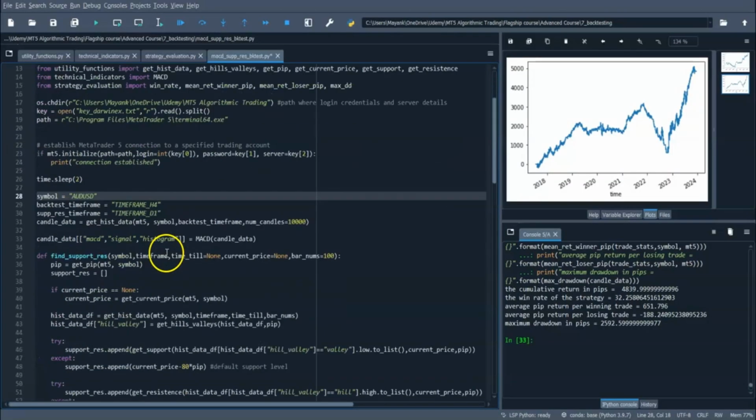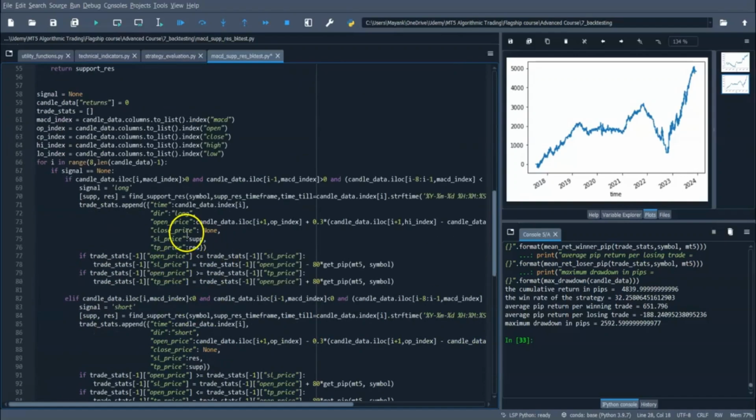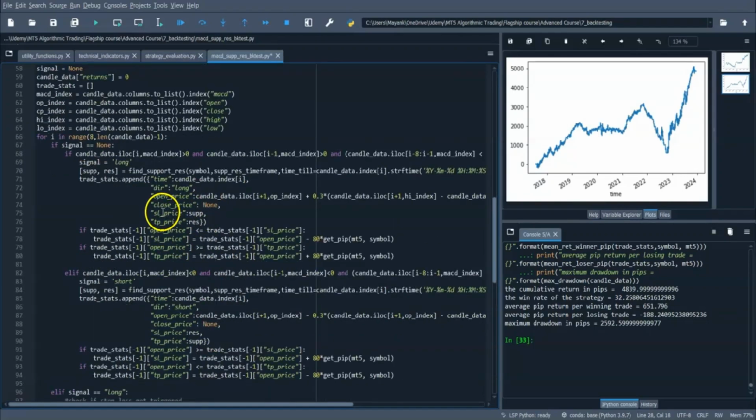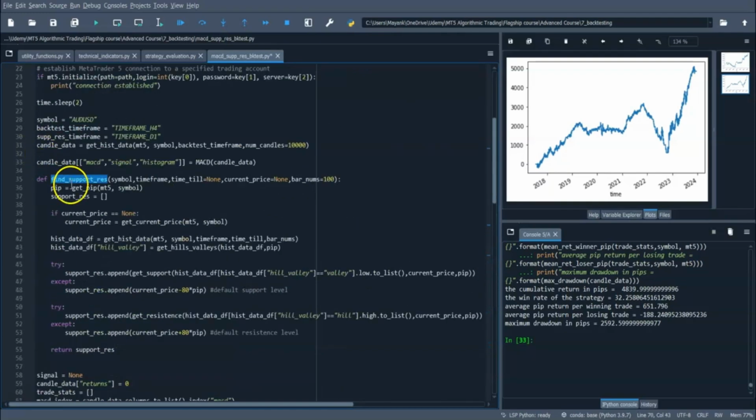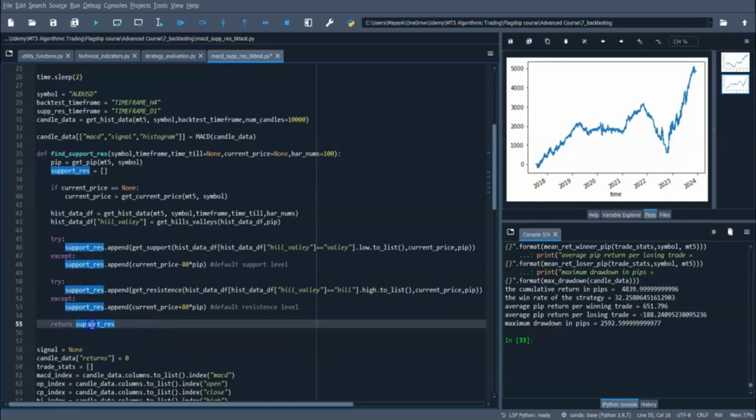So in our strategy, where we are assigning support and resistance as the stop loss price and the take profit price, we might have to reconsider that. And once again, you may come up with a totally different support and resistance algorithm, and that may change things here. Or you can go to the find support resistance function here and make those relevant tweaks and ensure that the support and resistance that you are returning from this function adheres to the ratio that you are looking for.